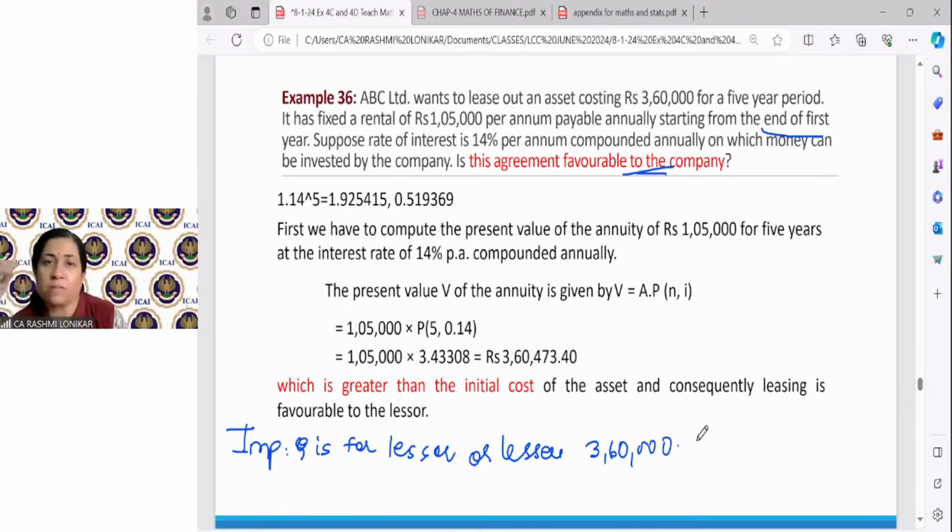How much money do I get once I give it out on lease? I should get more money in return. My machine is costing 3,60,000. I must get more than 3,60,000 for me to be able to give it.